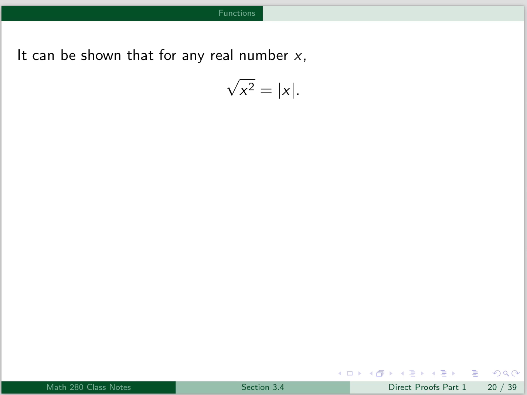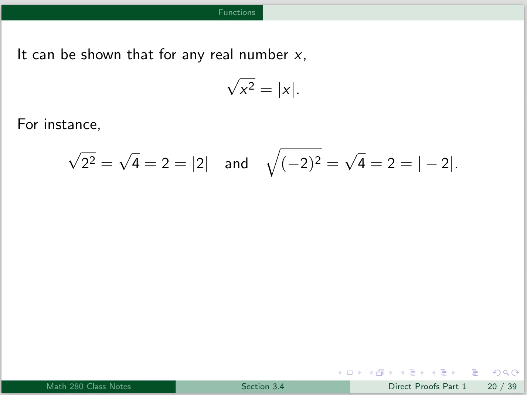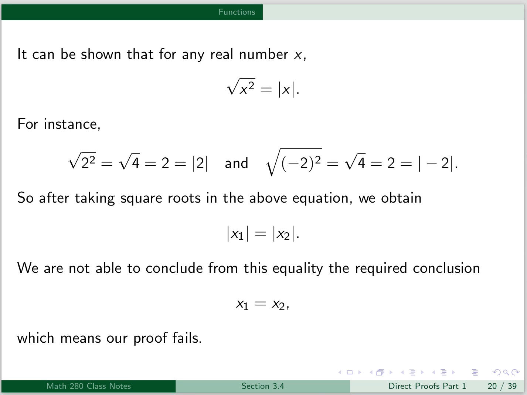In general, it can be shown that for any real number x, the square root of x squared is equal to the absolute value of x. For instance, the square root of 2 squared is equal to the square root of 4, which is 2, which is also equal to the absolute value of 2. The square root of negative 2 squared is equal to the square root of 4, which is also 2, which is equal to the absolute value of negative 2. So after taking square roots in the above equation, we obtain the absolute value of x1 is equal to the absolute value of x2. The problem arises because we are not able to conclude from this equality the required conclusion that x1 is equal to x2, which means our proof fails.